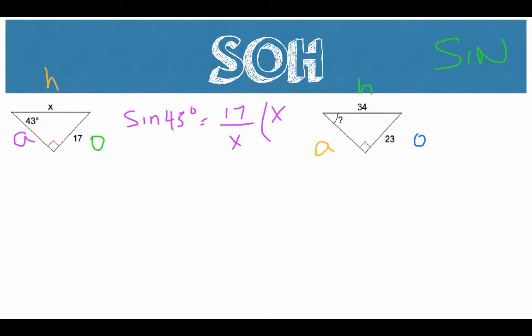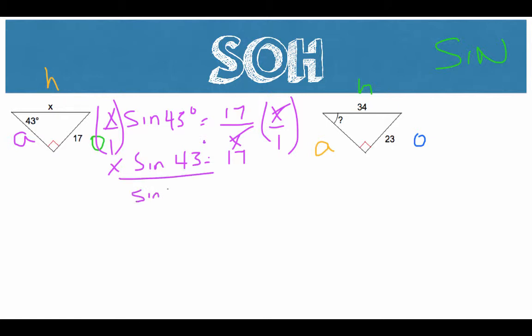So we're going to cancel out these x's, so we multiply by x over 1. You guys know me, I like to do that x over 1 part. This cancels out here, 17 over 1 stays 17. x over 1 is still x, so we have x sine 43 equals 17. Not done yet because I can't plug this into my calculator, so I have to divide by the sine of 43 degrees on both sides.